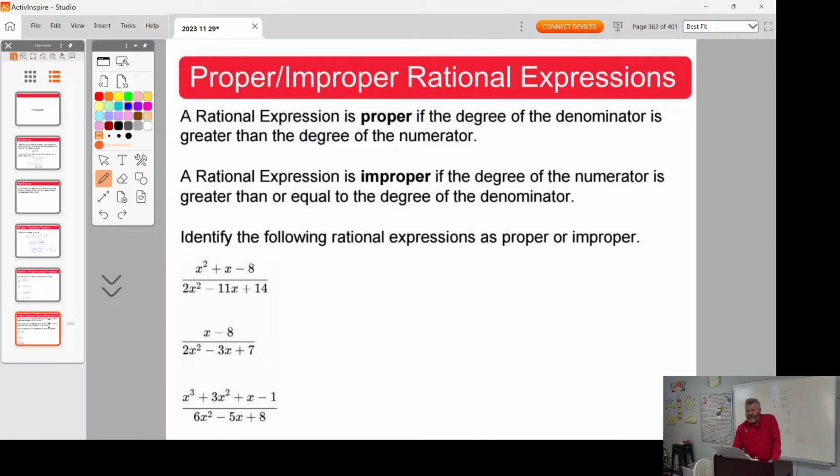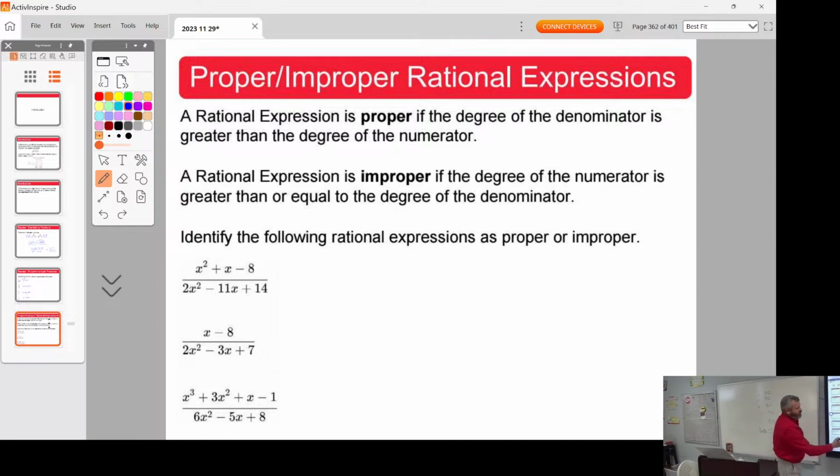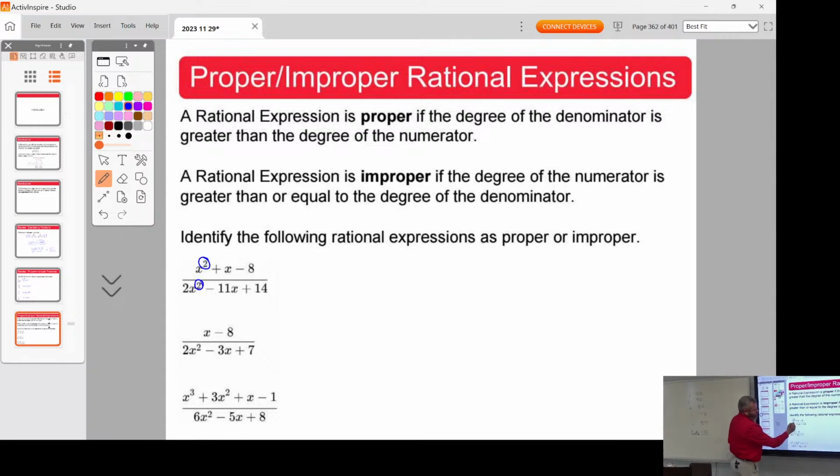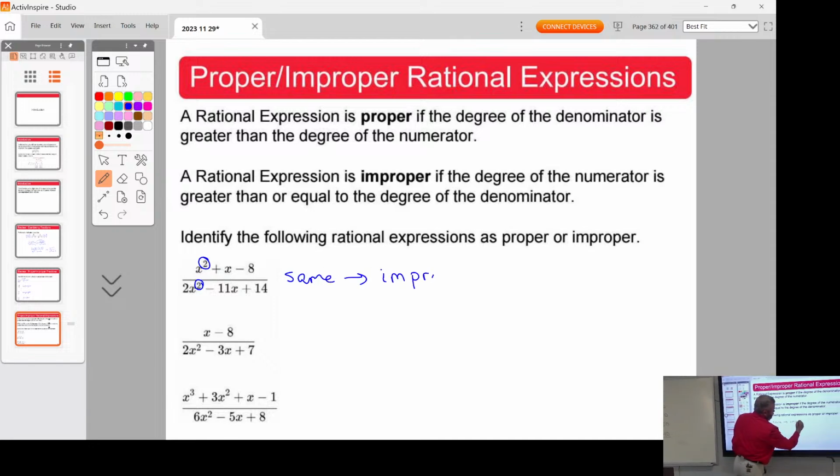And there's one difference here. When we're talking about regular fractions, we don't talk about the numbers being the same. Okay? The first one, I have x squared plus x minus 8 divided by 2x squared minus 11x plus 14. What's the degree of the numerator? 2. Degree of the denominator? 2. Okay? And how do those numbers compare? Same, so this is an improper fraction.